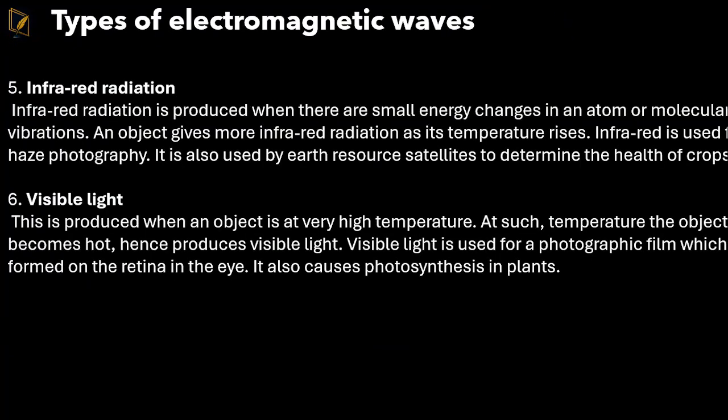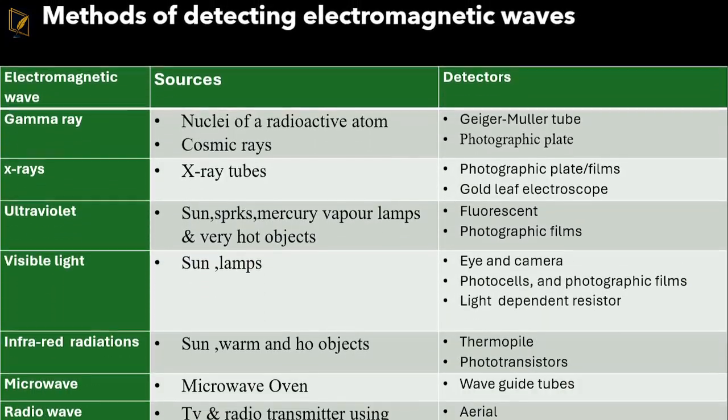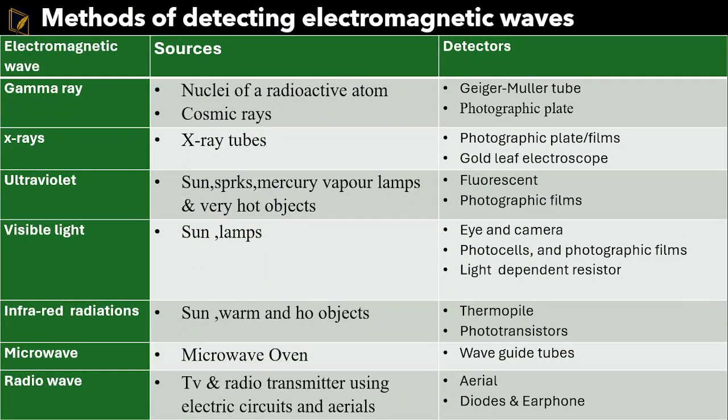Then let's have a look at how we can detect these types of electromagnetic radiations. It's just a summary of them. On the left, we have the name of the electromagnetic wave. In the middle, we have their sources. Then last on the right, we have their detectors.